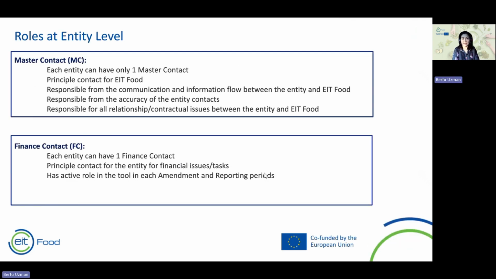The roles at entity level. The first role I would like to introduce to you is the master contact. Each entity can have only one master contact. And the principal contact for EIT Food is the master contact. This person is responsible for the communication and information flow between your entity and EIT Food, as well as having a responsibility for the accuracy of the data that is added to the system.